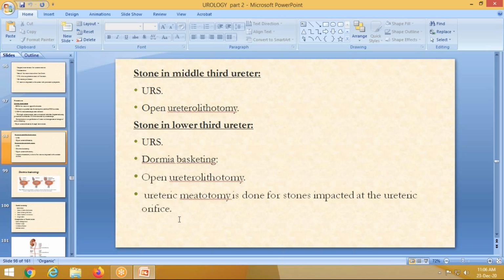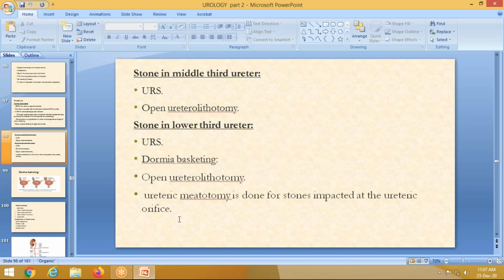Next, when the stone is situated in the middle of the ureter, so you have divided the ureter into three parts: upper part, middle part, and the lower part. The upper part you have discussed already. Suppose the ureteric stone is impacted in the middle of the ureter, what do you have to do? It's the same thing. URS to be done. URS means ureterorenoscopic device. It should be used to remove the stone from the ureter, or the open method.